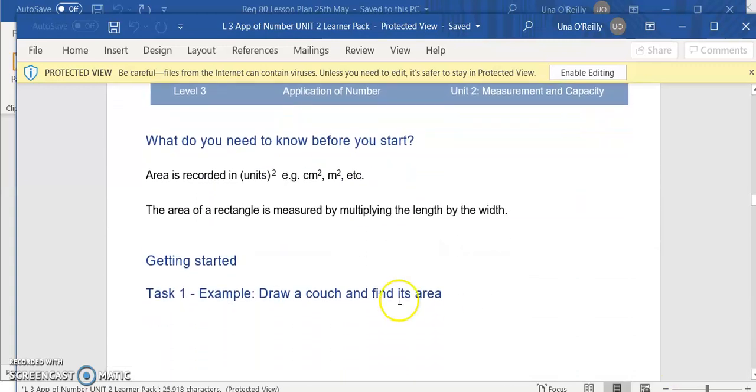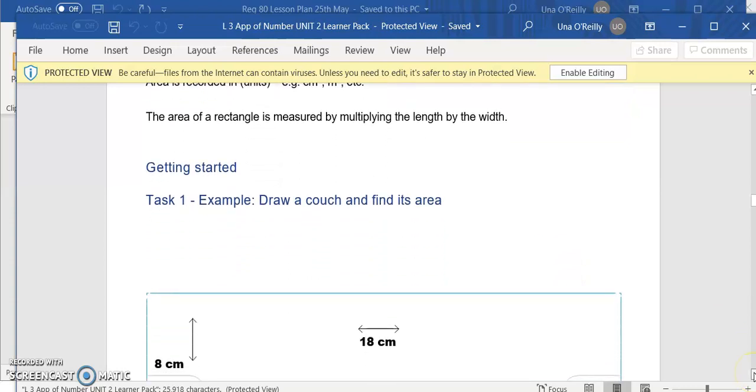So this is stuff that you already know. Area is recorded in units squared, whether it's centimeters squared like I did for the table in the video that I did earlier today, or meters squared like you were talking about above in the football pitch. The area of a rectangle is measured by multiplying the length by the width, as is the area of a square. Just with the square, the length and the width are the same.